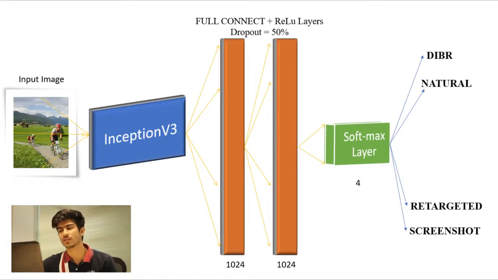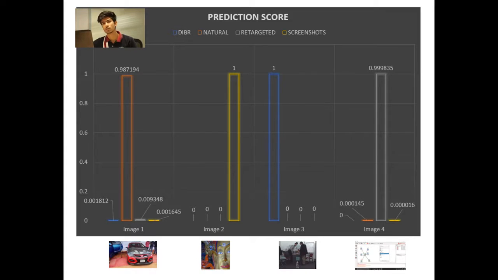After the Inception section, we have two additional densely connected layers having 1024 neurons each, which use the ReLU activation function. Output of the Inception v3 section is fed to these two layers, which then use the softmax function to give a 0 to 1 prediction score for each of our 4 classes.